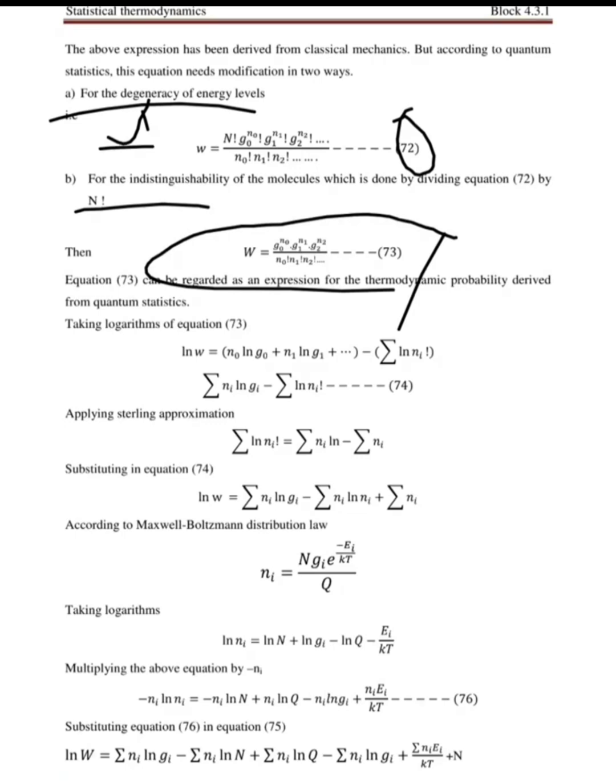Degeneracy is nothing but the number of ways that energy level can be occupied. And one more is indistinguishability. Indistinguishability is nothing but that the molecules cannot be distinguished. So for the indistinguishability of the molecules, equation 72 is divided by N factorial. So further W is equal to, we can get the number of indistinguishable molecules.